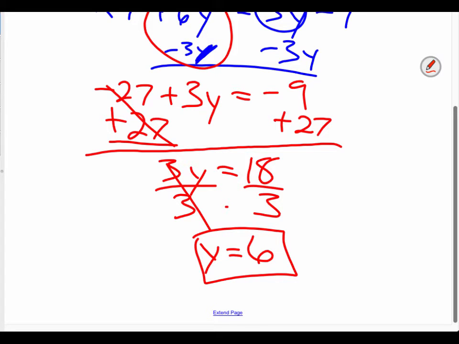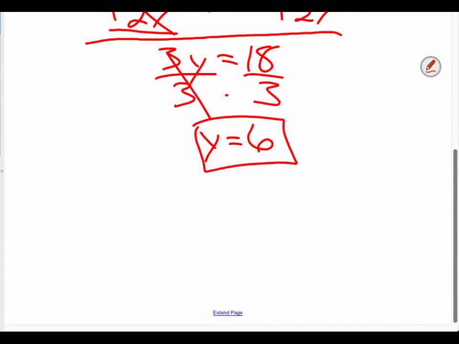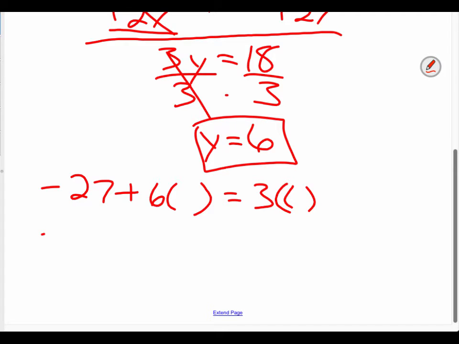Well, I'm a pretty smart guy. I've solved an equation or two in my time, but I want to make sure it's the correct answer. So what I can do is take the 6 and plug it into the original equation. The original equation was negative 27 plus 6 times y. I'm going to leave the y out for a second. Is equal to 3 times the quantity y minus 3.